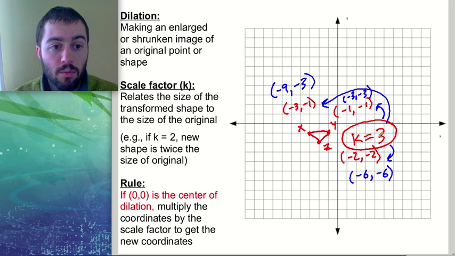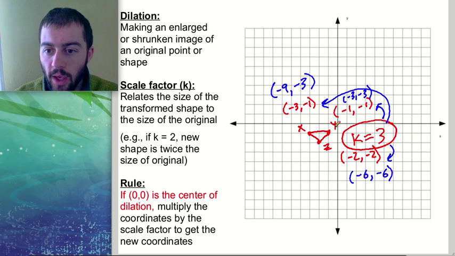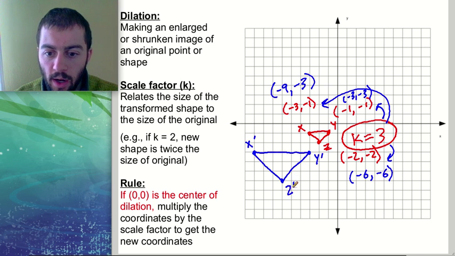So again, all we did was multiply the scale factor by each of the coordinates, and then that gave us our new points for the image shape or the new shape. So we can go ahead and plot these new points that we have now. We have -3, -3. We have -9, -3. And we have -6, -6. So we can connect our dots here. All right, so we have our new points X prime, Y prime, and Z prime.